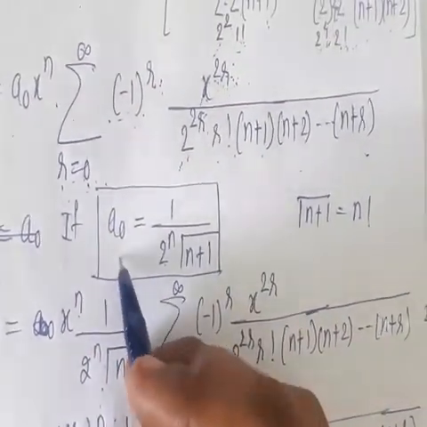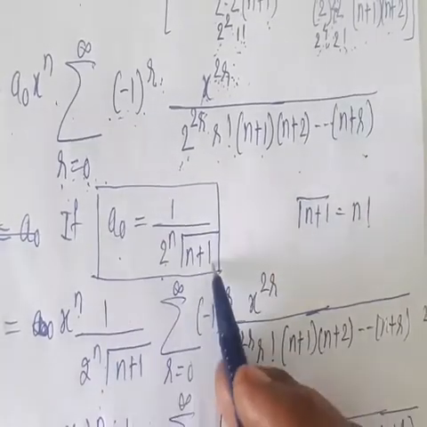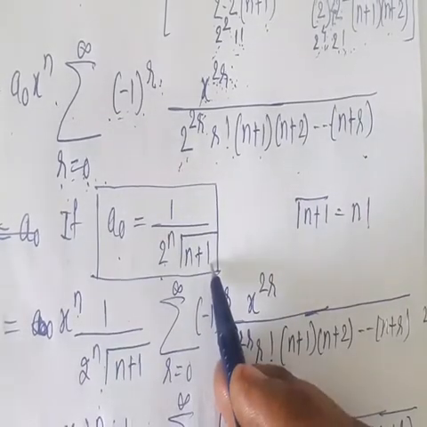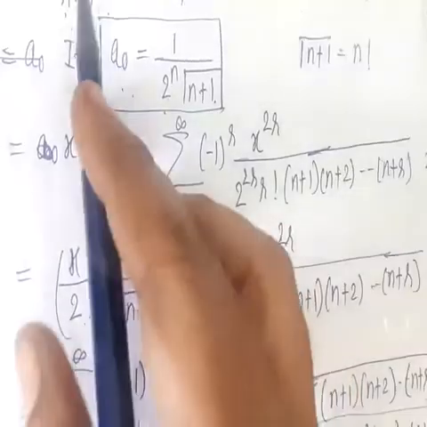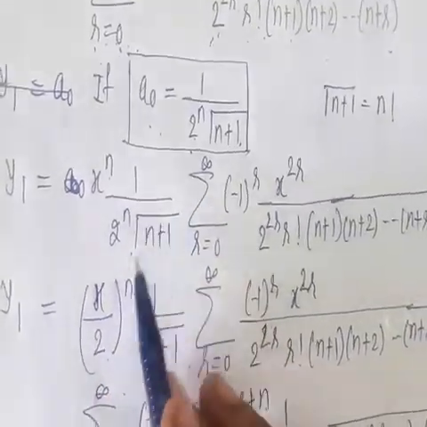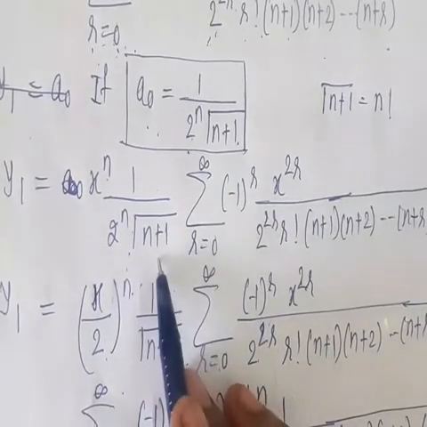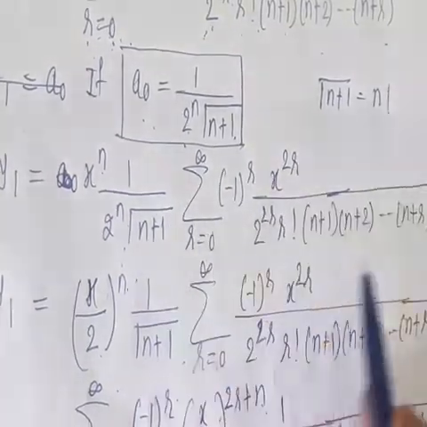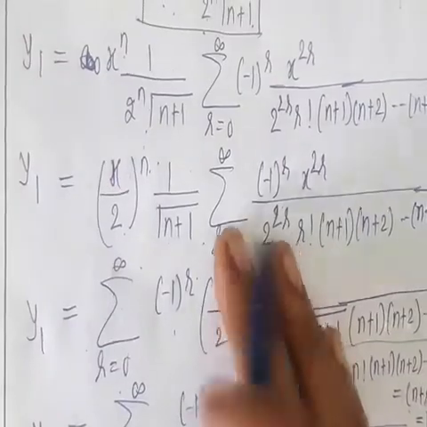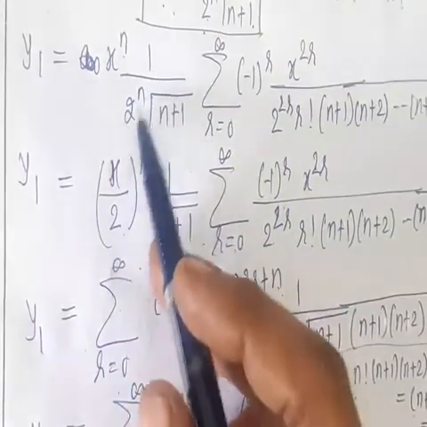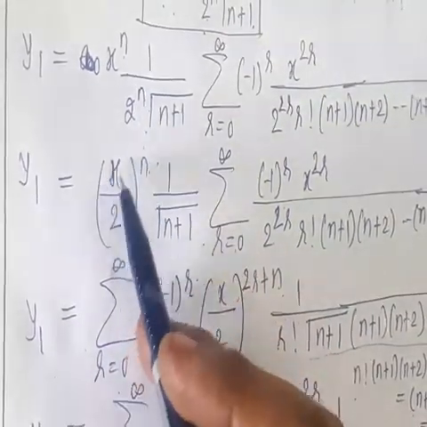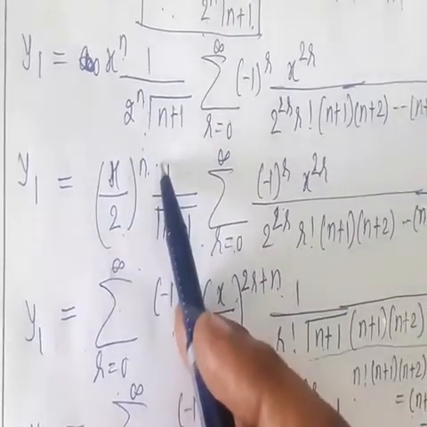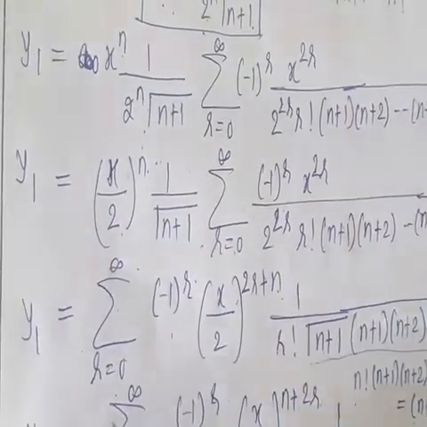If we consider a0 value as 1 upon 2 to the power n into gamma of n plus 1, then put this value in given solution y1. y1 we get x to the power n by 1 upon 2 to the power n into gamma of n plus 1, and this summation remains as it is. Now power of x is n and power of 2 is n. So we can combine it as x by 2 to the power n, remaining terms as it is.